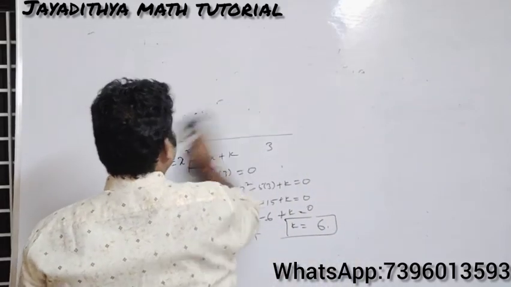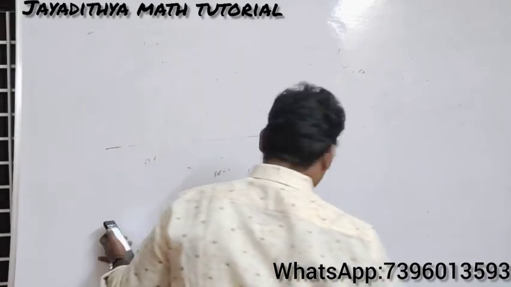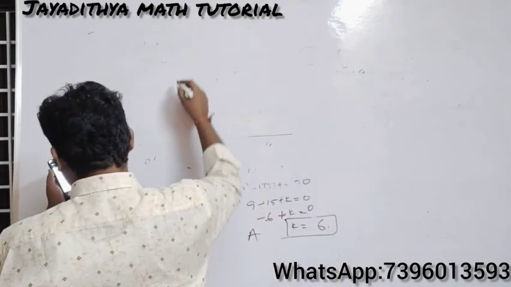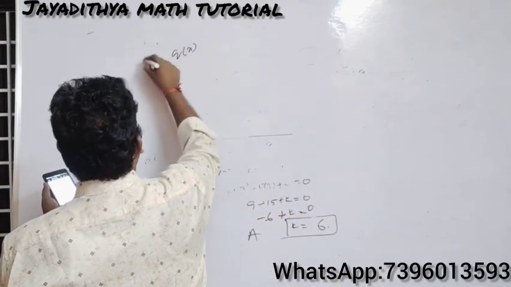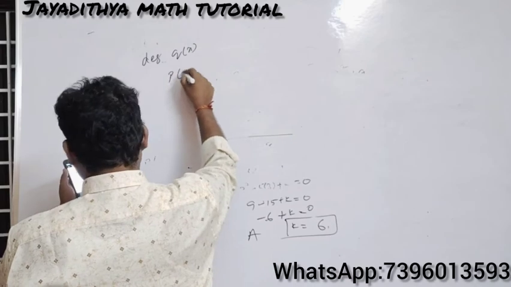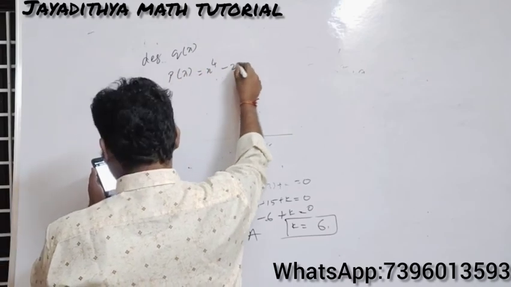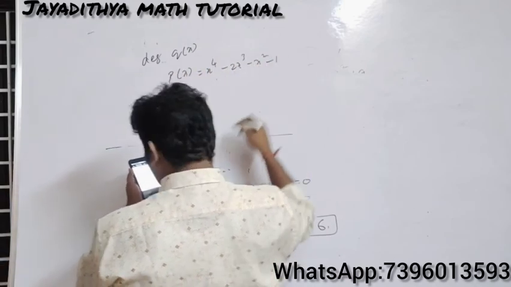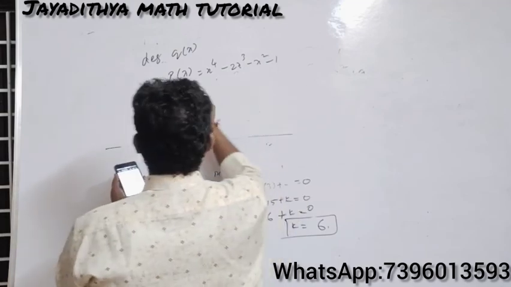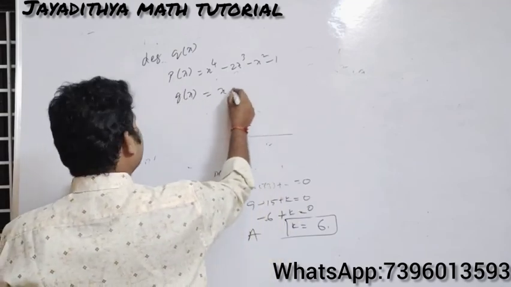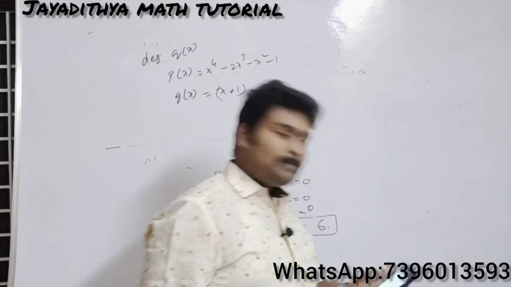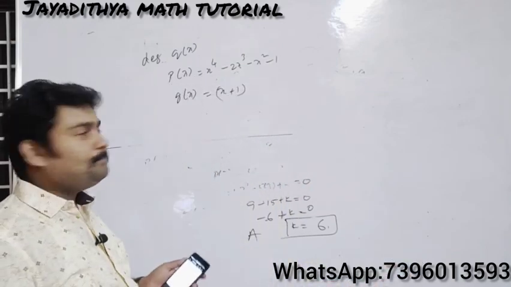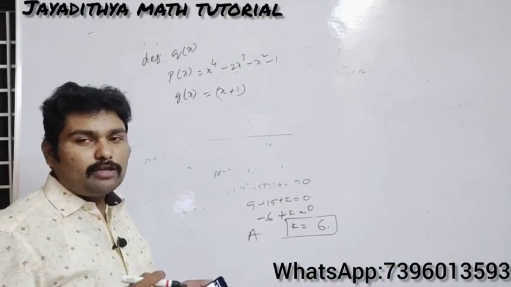And the next one is very simple. That is the degree of the quotient. You should find the degree of the quotient here. Here he has given p of x is equal to x power 4 minus 2x cube minus x square minus 1, when divided by g of x is equal to x plus 1. So this is a tricky question. So you should have some basic concepts now.